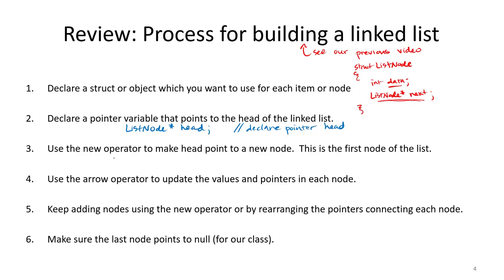In step 3, we need to use the new operator to make that head pointer point at a new node. This will create the first node of our linked list. In this case, we can write the code head equals new list node. This will take our pointer head and make it point to a new list node struct which contains an uninitialized value for data and next.